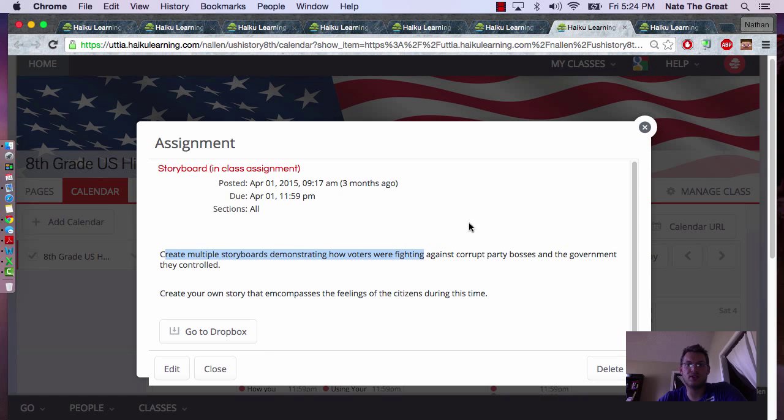This allows the students to use different storyboarding programs to create stories that have already happened and then alter them to fit different scenarios. So you may take Lincoln's assassination and then combine different parts of history and how they led up to that.